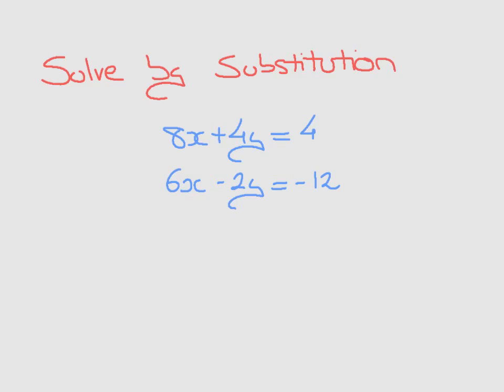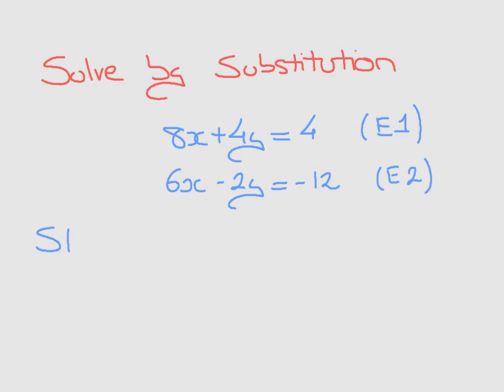To solve this pair of simultaneous equations by substitution, we're going to be using a three-step method. Before we do anything though, as soon as we're given a pair of simultaneous equations, just to keep things organized, it's a very good idea to label those equations. So I'm calling the first one E1 and the second equation E2. Now we can get started.